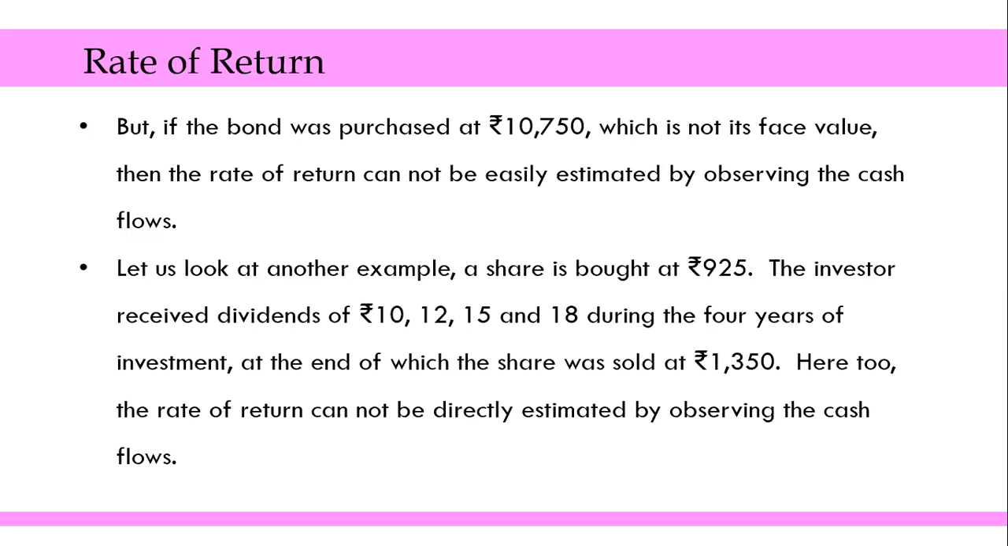Assume that a share is bought at 925. The investor received dividends of rupees 10, 12, 15 and 18 during the 4 years of investment. That means I bought a share by paying 925. First year I got 10 rupees, second year 12 rupees, third year 15 rupees, fourth year 18 rupees, and at the end of 4 years I sold the share at 1,350. Here also, I cannot, by observing the cash flows 925, 10, 12, 15, 18, 1,350, tell what the rate of return is.